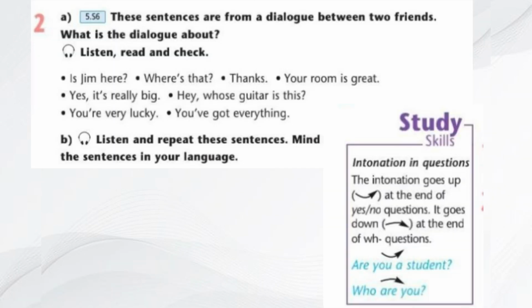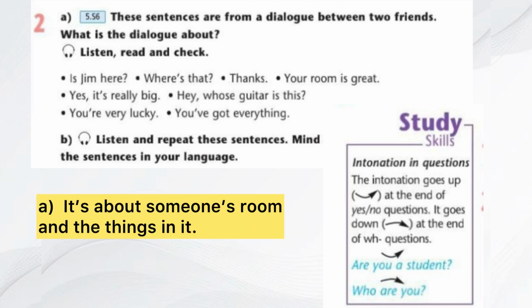Next, exercise 2. These sentences are from a dialogue between two friends. What is the dialogue about? Яғни, мынау сөздер диалогтан алынған, және диалог не туралы біз жаңа оқыдық. It's about someone's room and the things in it. Яғни, біреудің бөлмесі туралы, және оның ішіндегі заттар туралы айтылған.